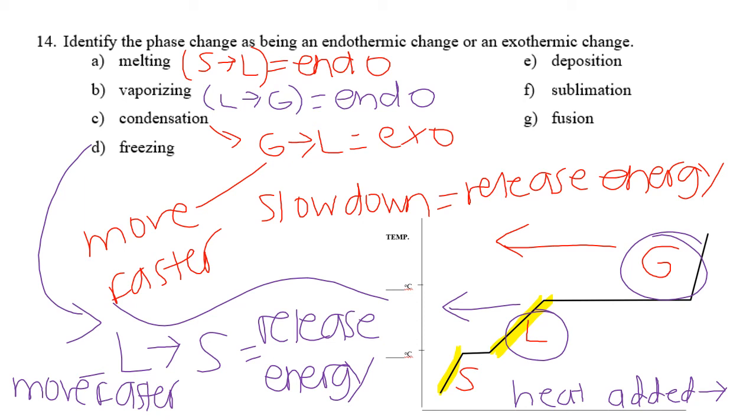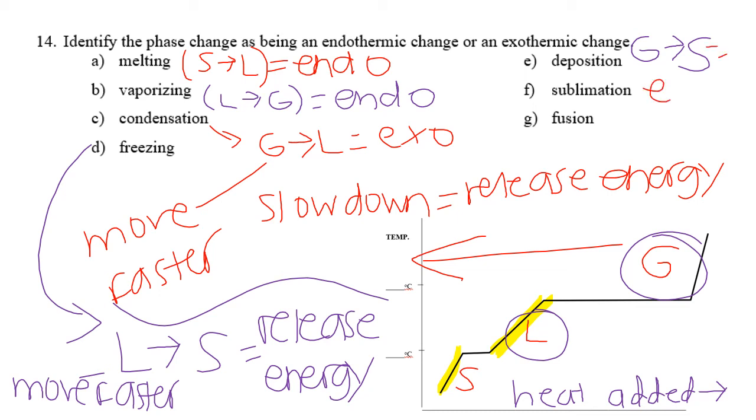Deposition, that's not a phase change that I would expect you to know off the top of your head, but deposition is when it goes directly from a gas to a solid. And so thinking about our heating curve going from gas to solid, you're moving left, so it's exothermic. Also, gases move faster than solids, so to slow down, it has to give off energy.